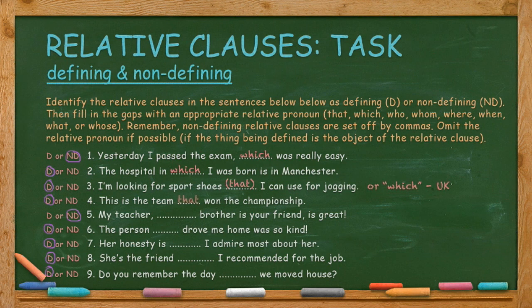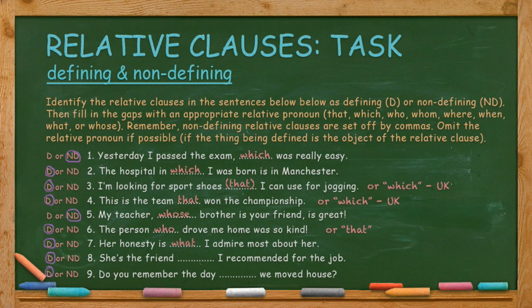Number 4, this is the team that won the championship. You could also use which in British English. Number 5, my teacher, whose brother is your friend, is great. 6, the person who drove me home was so kind. You could also say the person that drove me home.